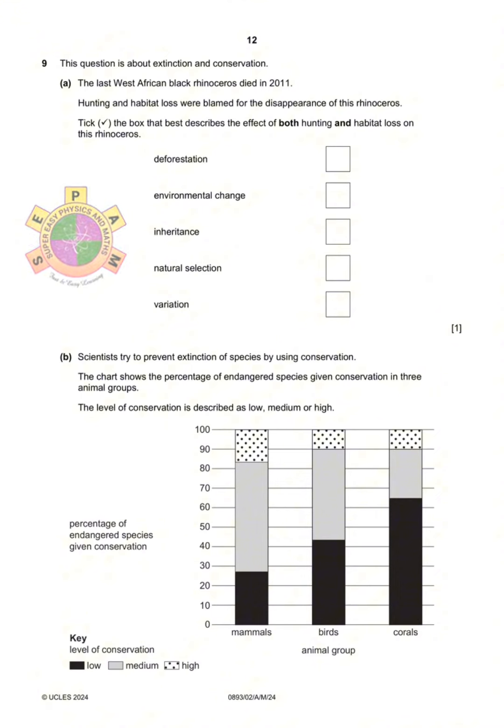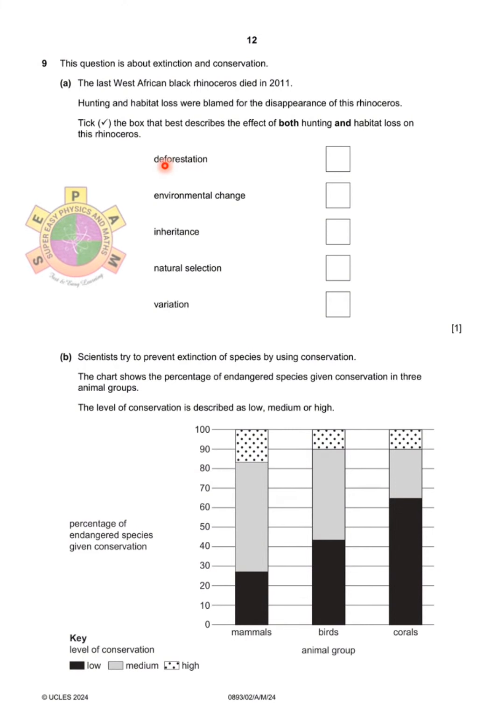Let's look at question 9. The question is about extinction and conservation. The last West African black rhinos died in 2011. Hunting and habitat loss were blamed for the disappearance of the rhinoceros. So tick the box that best describes the effect of both hunting and habitat loss on the rhinos.